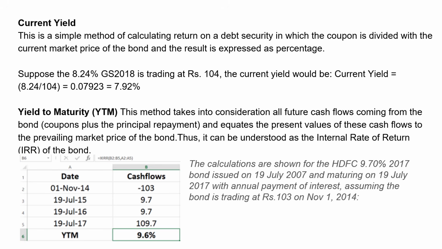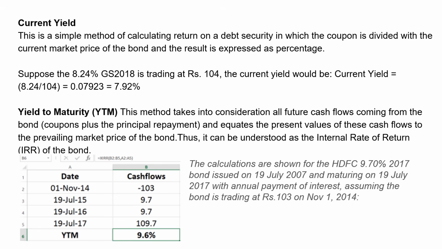Now let's understand what is yield to maturity. Oftentimes yield to maturity is also referred to as internal rate of return. Yield to maturity doesn't have any fixed formula. You can only do it in an Excel sheet. In the Excel sheet, XIRR is what you are going to use. You can see the formula in the Excel sheet and you can try applying that.